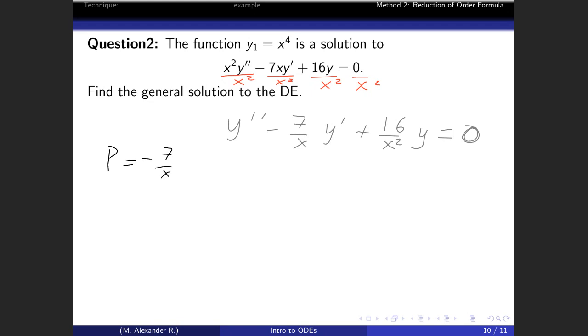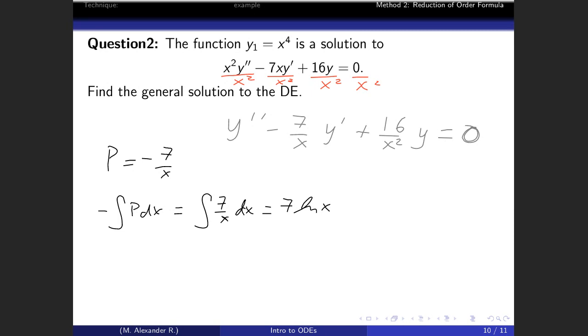Okay, so now that we have this, we can integrate this. We need to find the negative integral of the p function. I'm doing this step by step. And so this becomes the integral of positive 7 over x. The negatives cancel out. So just double check, you can see that this cancels out. So this gives you 7 ln of x. That's the negative integral of p dx.